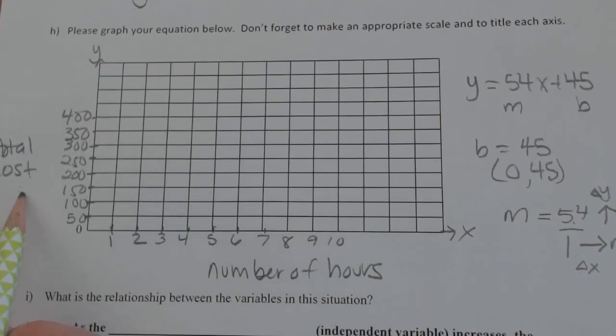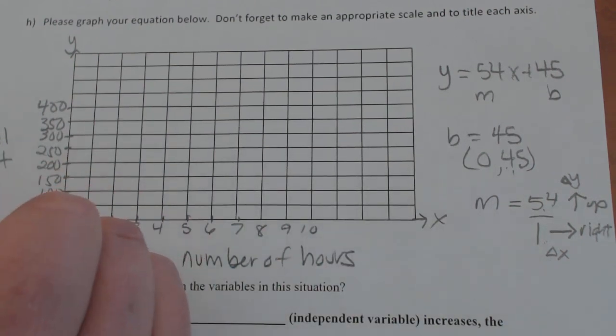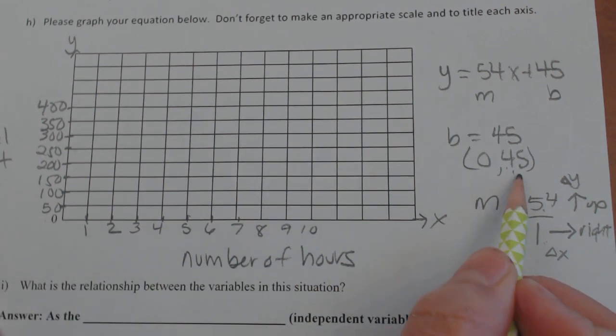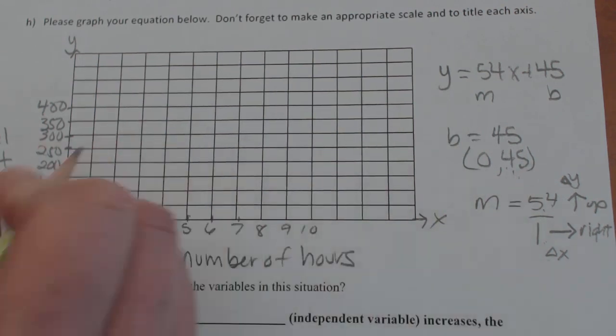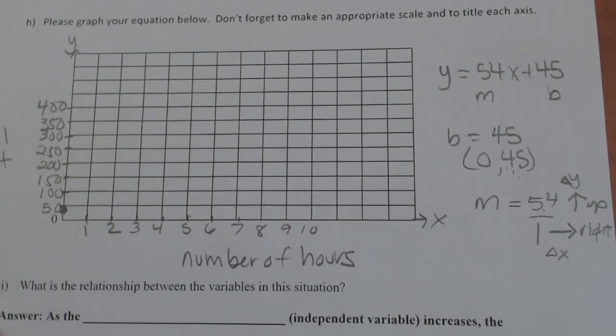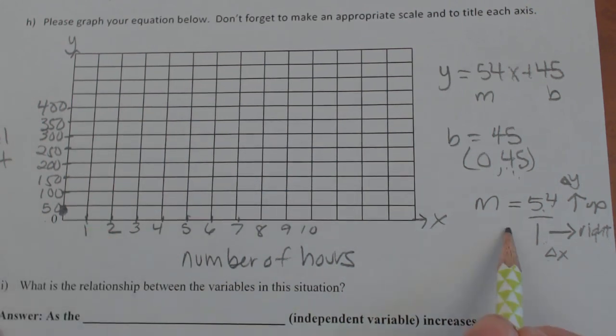So remember, this is the total cost. This was the y-intercept. So first, let's graph that point. Please notice, this is 50 here, and we have to plot 0, 45. So I'm just going to get close to that 50 point. Remember, this is not going to be perfect. So here's my home base. Here's my start point. From my start point right here, I have to do my slope.